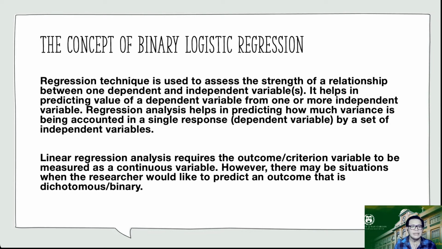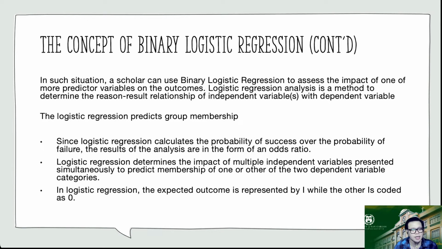And we also have to consider linear regression analysis, which would require the outcome or criterion variable to be measured as a continuous variable. However, there may be situations when the researcher would like to predict an outcome that is dichotomous and binary. In such a situation, a scholar or a researcher can use binary logistic regression to assess the impact of one or more predictor variables on the outcomes. And also, regression analysis is a method to determine the reason-result relationship of independent variables with dependent variables.